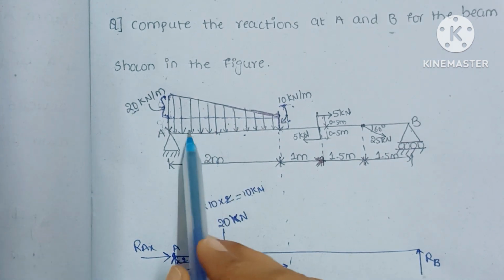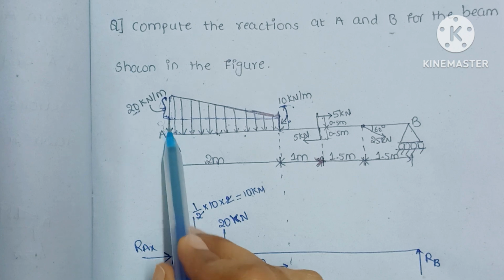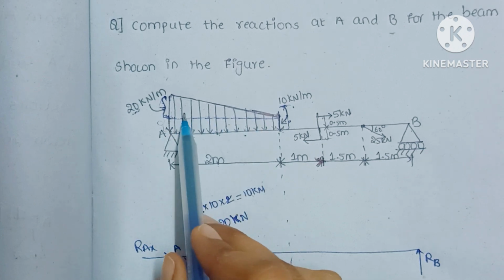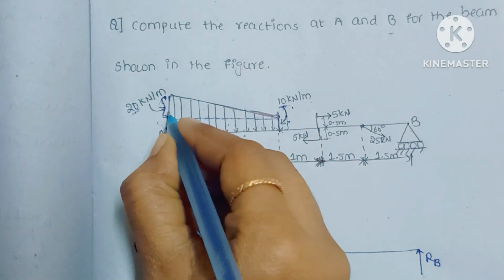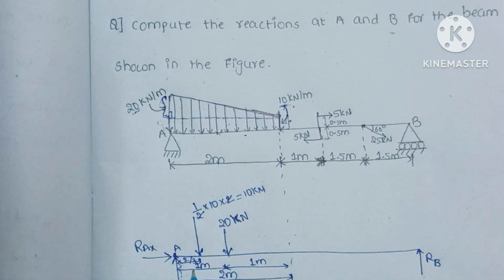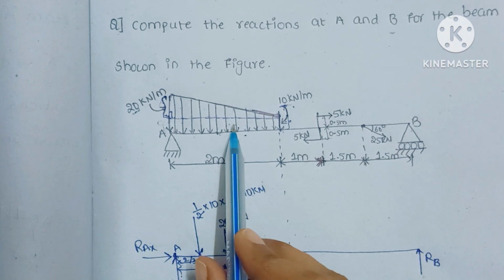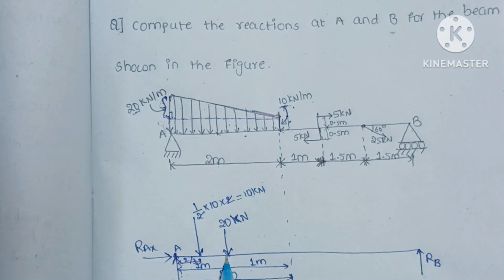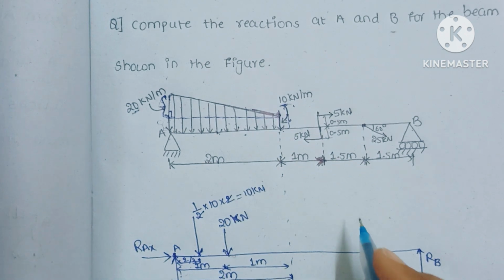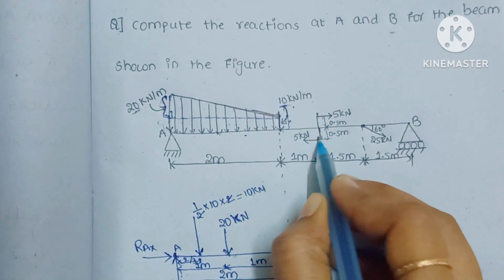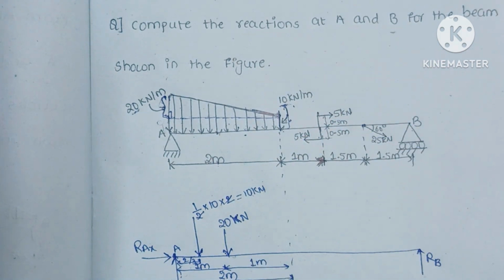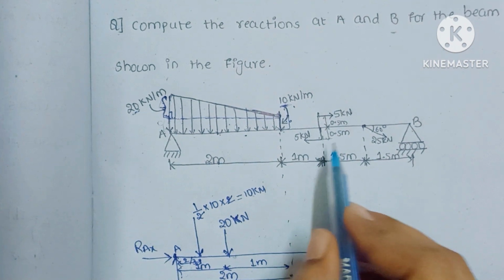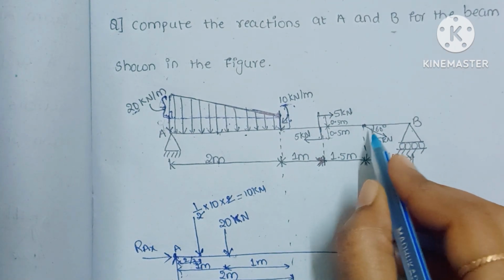One is due to the uniformly distributed load and one is due to the triangularly distributed load. For the triangularly distributed load, the load will act at 2 by 3 from the base, from here. And the next one, the uniformly distributed load, will act at the center of this length. Okay, and here they have given two loads. For this we have to know some concept of transferring loads. So I will explain here.